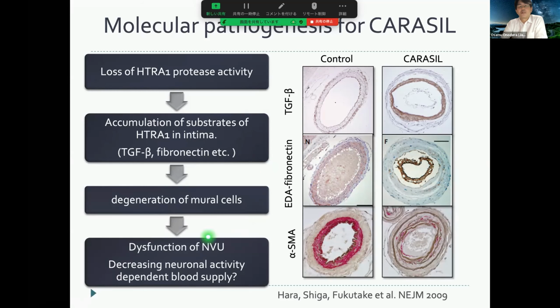To treat these patients and also to treat the sporadic type of CSVD, one strategy is increasing the HTRA1 protease activity. Another strategy is decreasing the accumulated substrates like fibronectin or TGF-beta. Therefore, we are now screening for agents to achieve these kinds of functions.